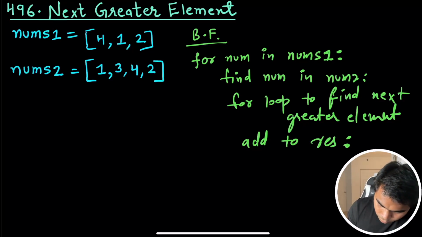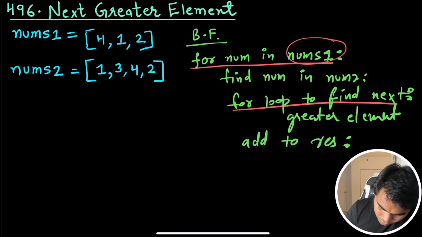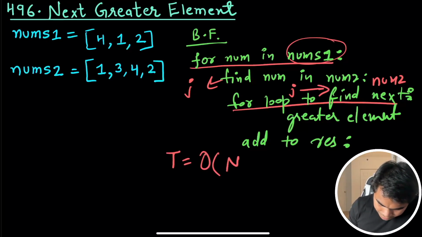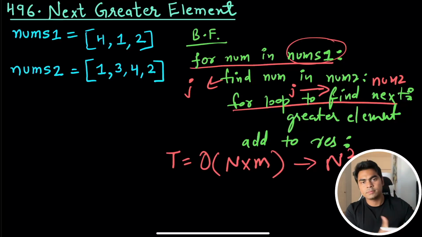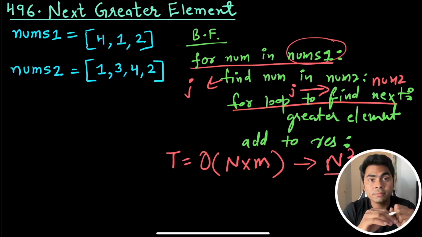So we have two for loops. The first for loop runs on nums1, then the second for loop, after you find the position, which will give you an index, let's say j, runs from j to the end of nums2. That will give you a solution with time complexity of O(n times m), or simply O(n squared) if both arrays are of the same length. So that was the brute force solution.